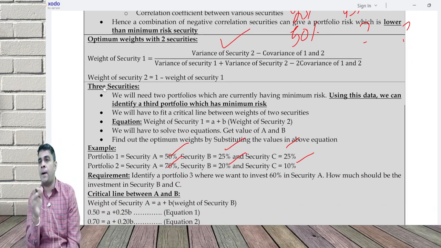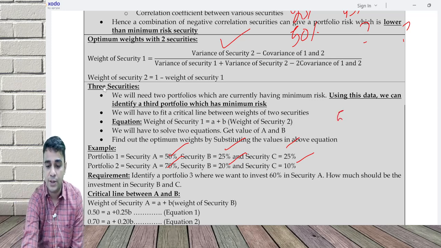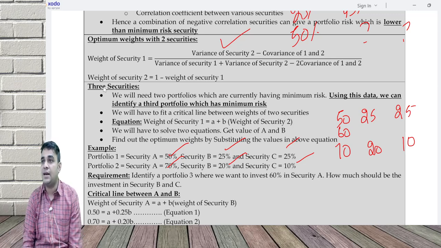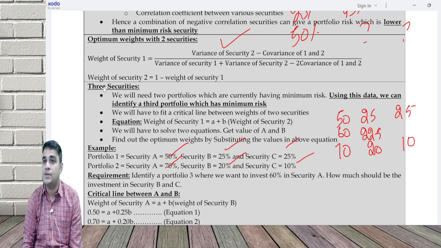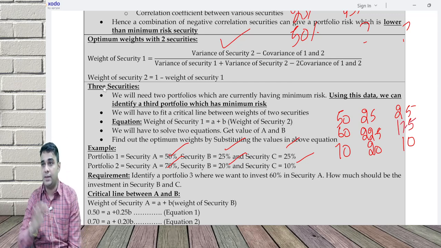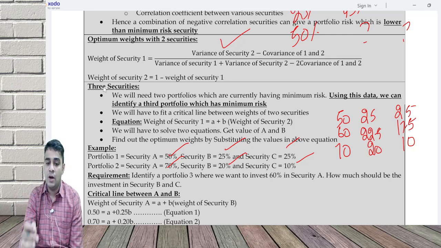I'll come to the formula part of it in some time, but I'll give you a logical answer. 50, 25, 25 is my first combination, okay? Second combination is 70, 20, 10. Let's assume you want to do 60, which is exactly in between. Now, what will happen is the weights will be exactly in between. 22.5, average of 25 and 20. The other weight is average of 25 and 10, which is 17.5. That is what the weights will turn out to be, but I need to put an equation. For example, it's not 60.